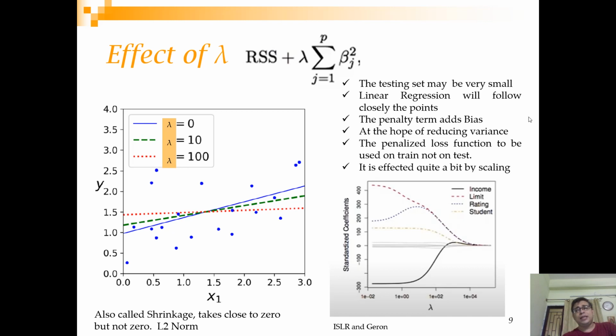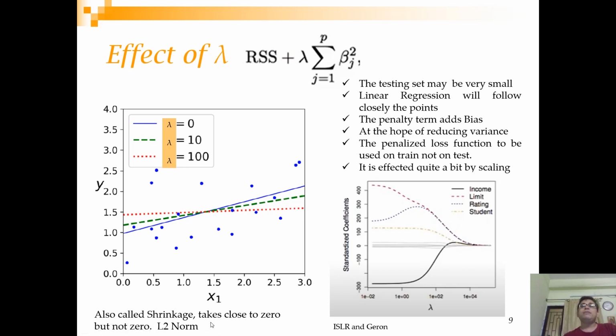Now, this is an example from your ISLR book. Basically, these are your different features. With a value of lambda equal to 0, these are your linear regression coefficients. As your lambda increases, they go very close to 0. And if you have a very, very high value, that will be a completely high bias system, a completely underfitted system. You may note that this is also called shrinkage.